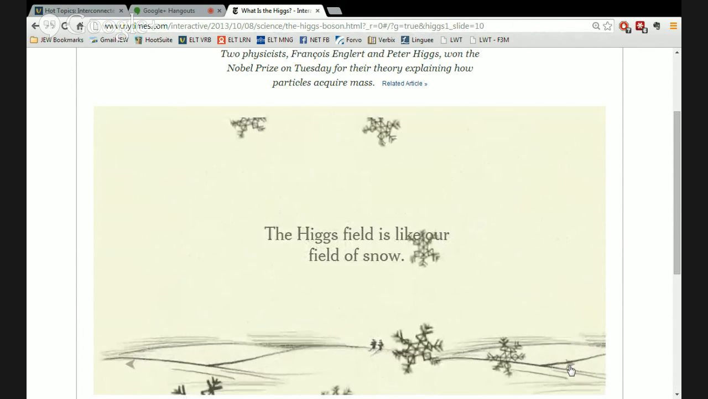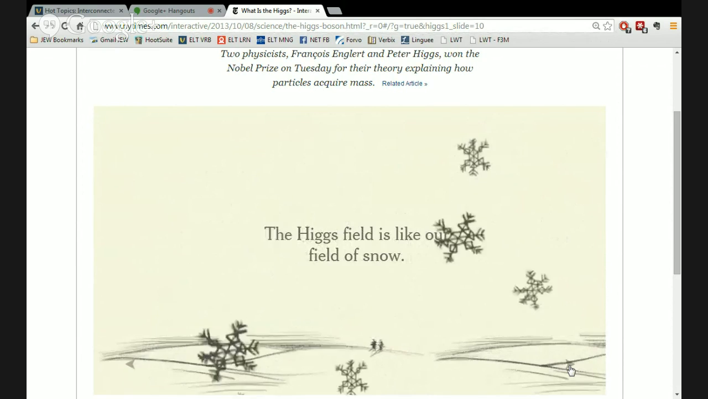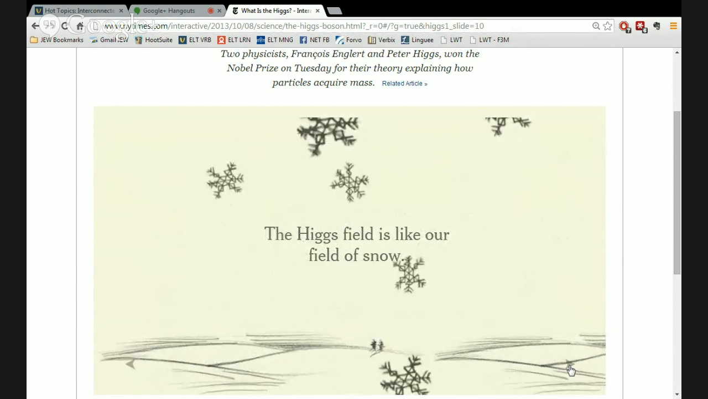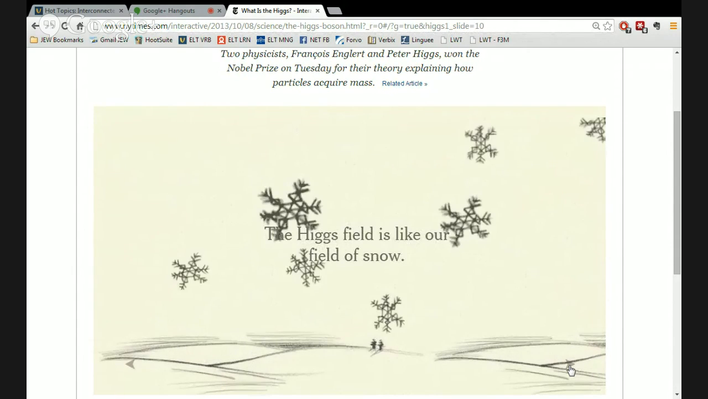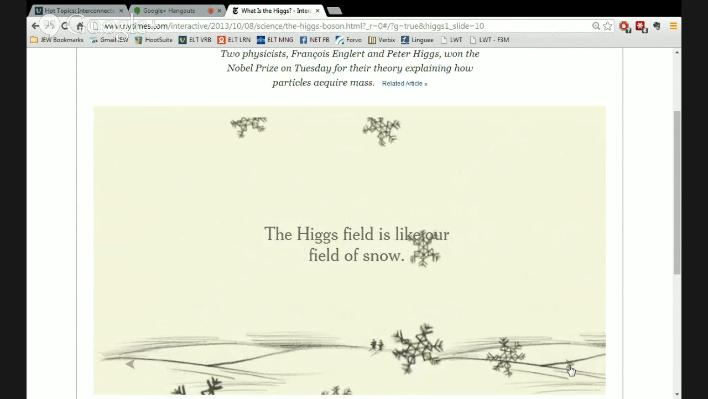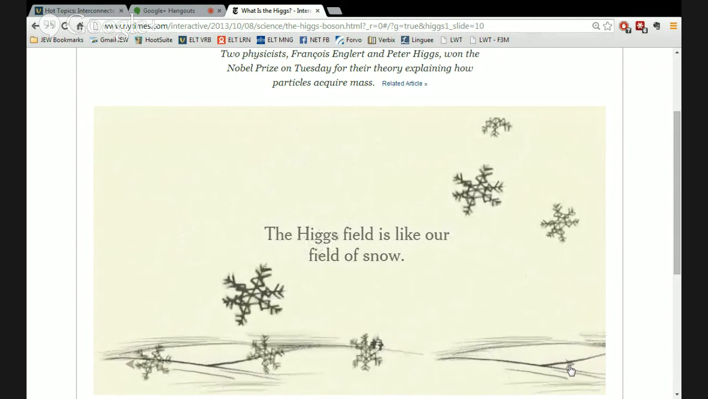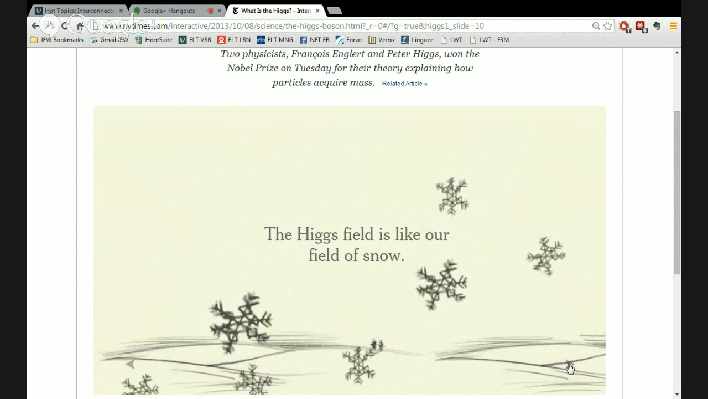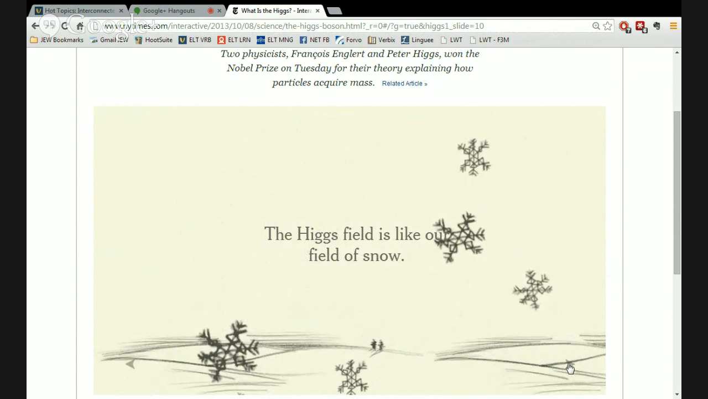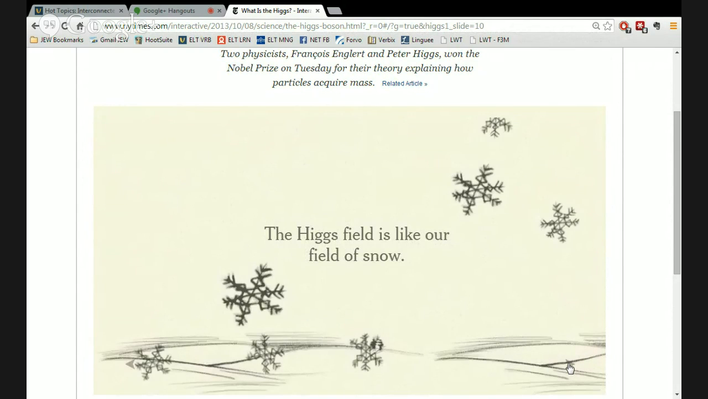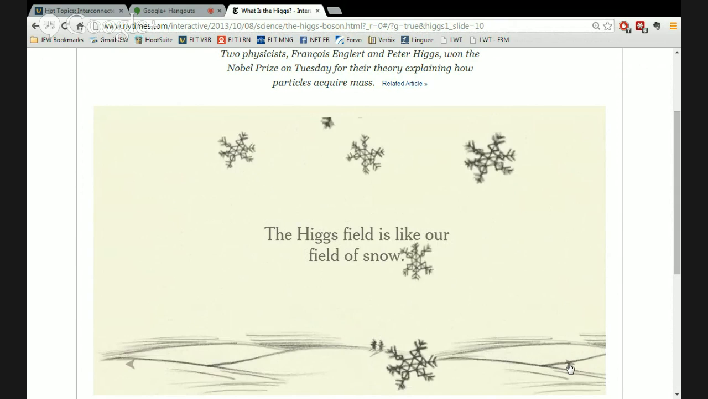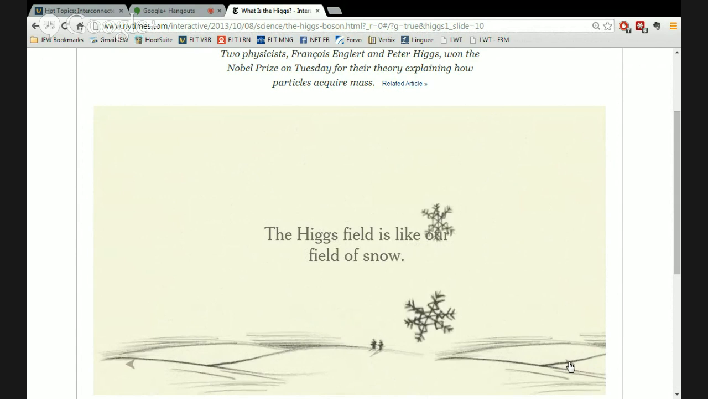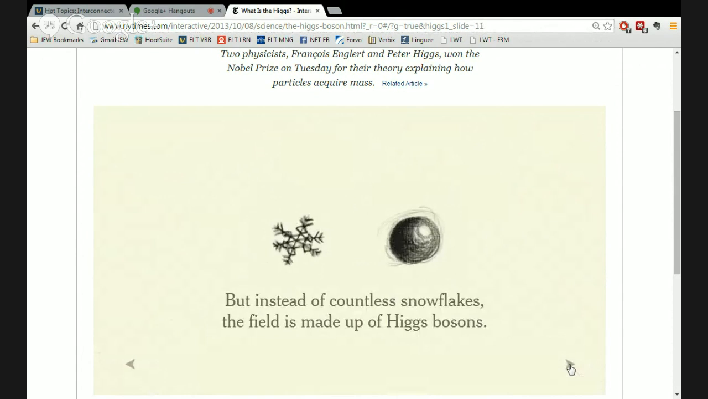Is that a simile, metaphor, or analogy? It's a simile, because it's got "like." I think the whole idea is an analogy. Yeah, absolutely. But this sentence is a simile because of the word "like." Okay. And is that it? Oh no, we've got one more. Artur? But instead of countless snowflakes, the field is made up of Higgs bosons.